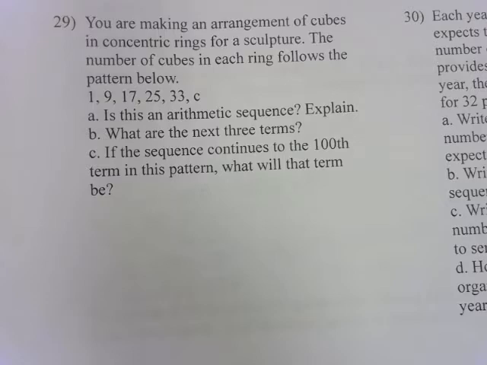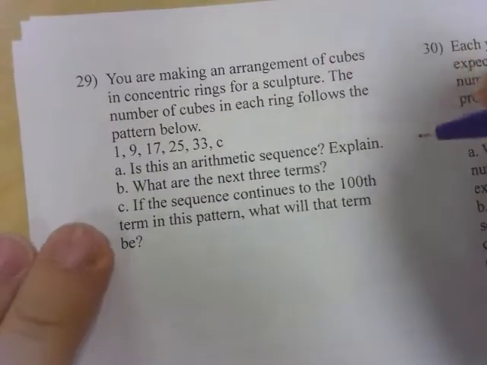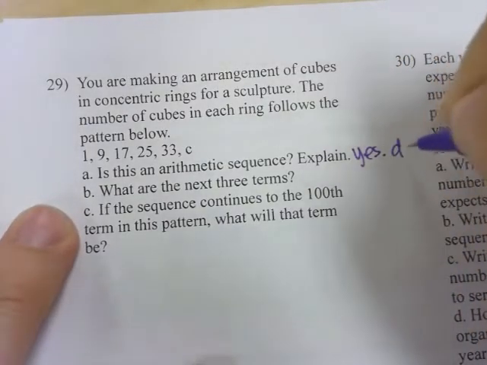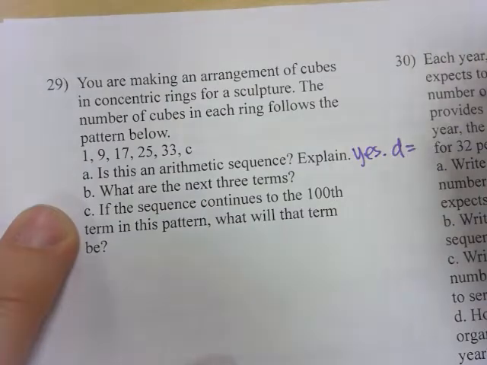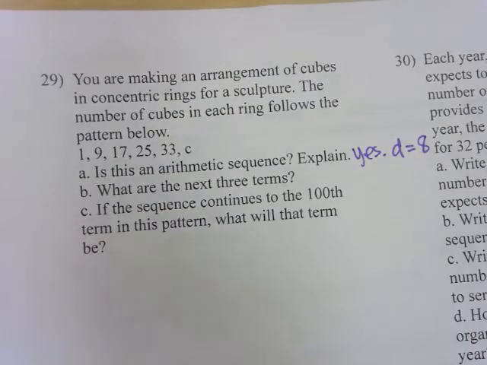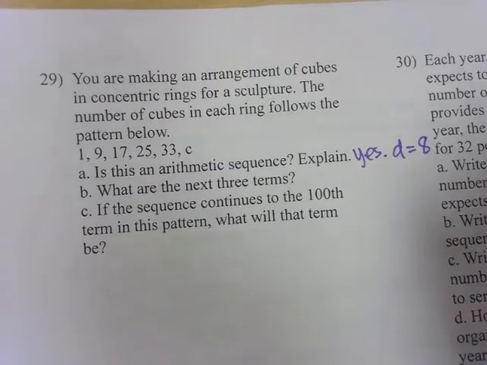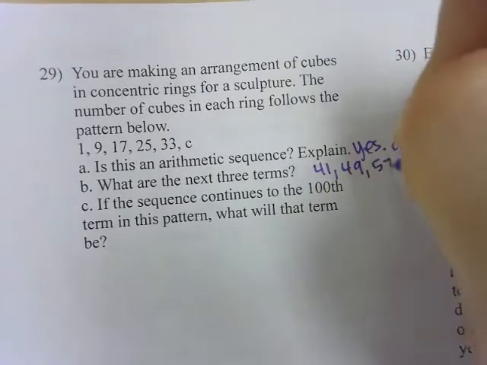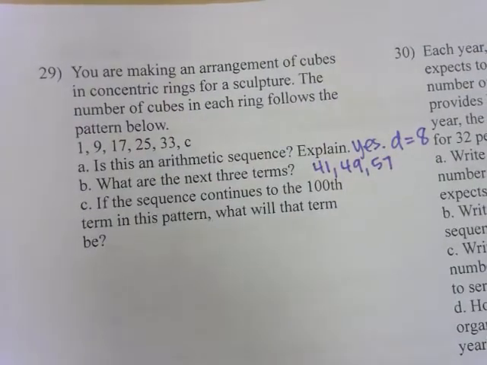So if I'm going from 1 to 9 to 17 to 25, it looks like I'm adding 8 every time. So for part A, is it arithmetic? Yes, because my common difference equals 8. What are the next 3 terms? Well, 33 plus 8 is 41, 49, 57. If the sequence continues to the 100th term in this pattern, what will that term be?